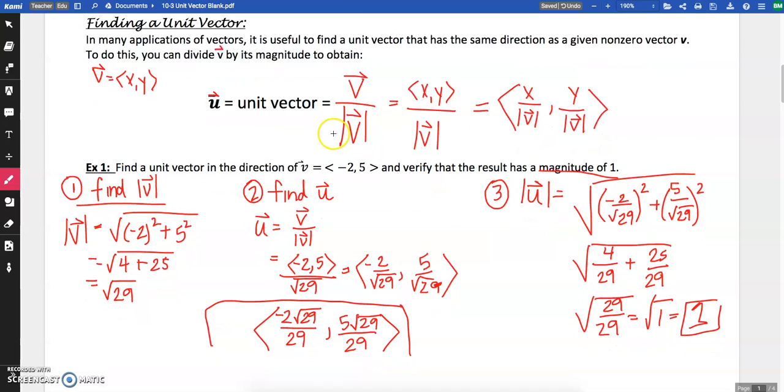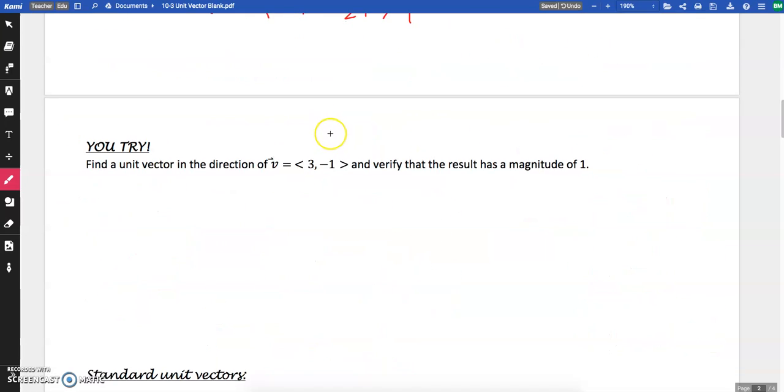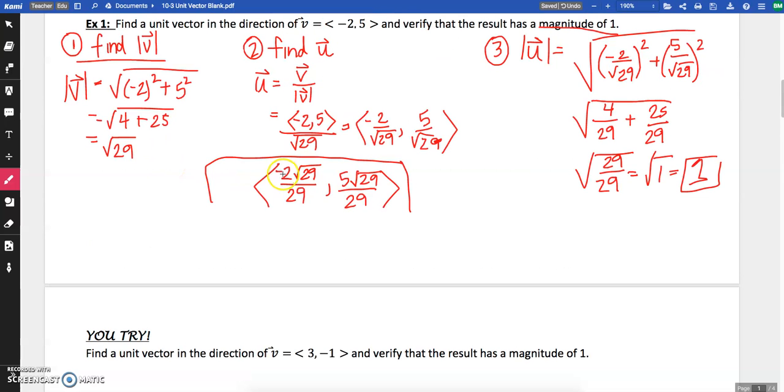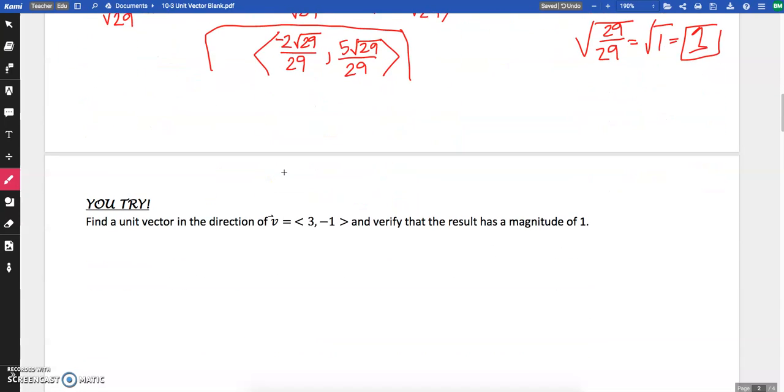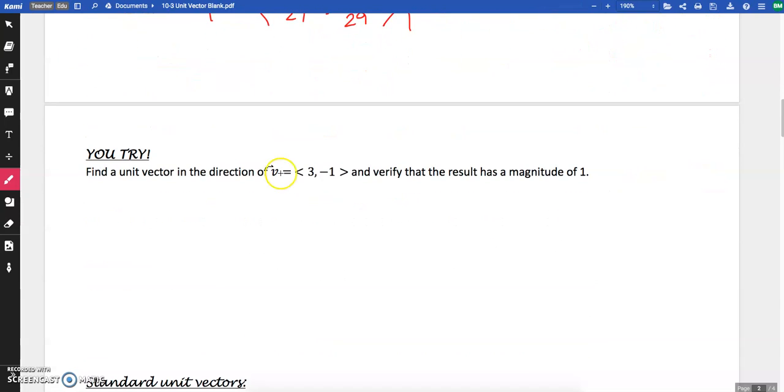Okay. So the last thing I want you to do here is to just find the unit vector yourself. Find the unit vector, just like we did in this last example, and then verify that it has a magnitude of 1. So pause the video, try that on your own, and then play the video to check your answer.